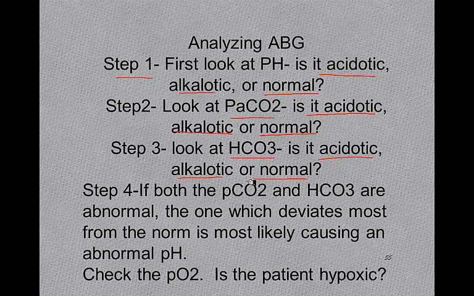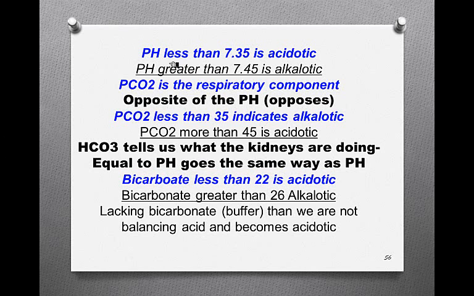If both the CO2 and the HCO3 are abnormal, the one which deviates the most from the norm is most likely causing an abnormal pH. Let's check the PO2. Is the patient hypoxic? Looking at this slide, if we have a pH less than 7.35, your patient's acidotic. If it's greater than 7.45, it's alkalotic. This should be a review. Remember, carbon dioxide is the respiratory component of your ABG. It's the opposite of the pH. It opposes the pH.